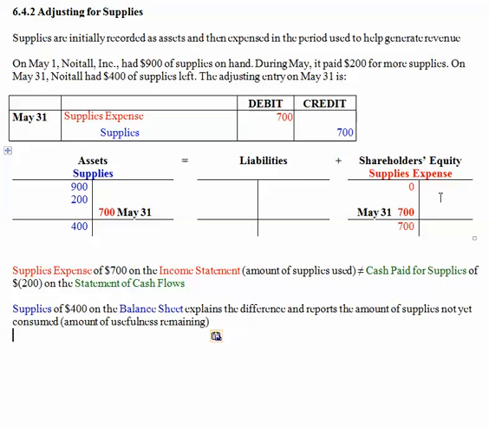So the income statement tells you what you used. Cash flows tells you what you paid. They won't be the same. The balance sheet will help to explain some of that difference, and it's saying here that we have 400 that we have not yet used. So this is again the expense recognition principle. Record the expense not in the period paid, but in the period that you've used or gotten the service.